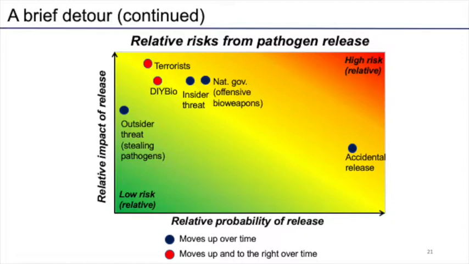Of course, I didn't put too much thought into where exactly to put these additional actors, but I think it's a good way to think about how to prioritize among these different risks. And again, you'll see that I have two different colors, which correspond to different trajectories over time.